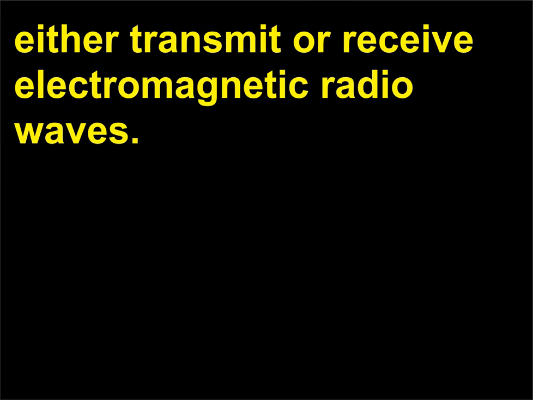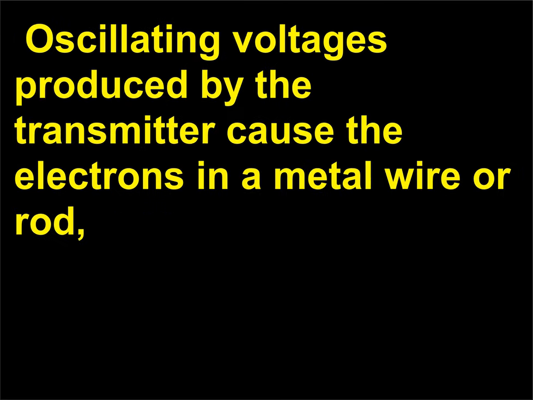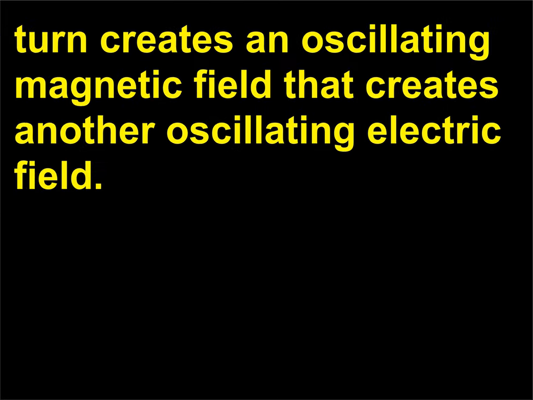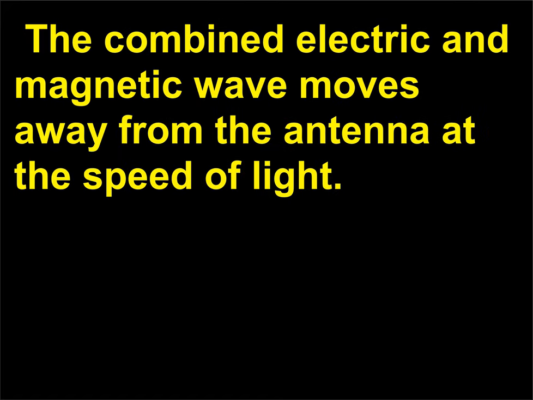Antennas for radio and television signals are used to either transmit or receive electromagnetic radio waves. Oscillating voltages produced by the transmitter cause the electrons in a metal wire or rod, the transmitting antenna, to oscillate, creating an oscillating electric field that in turn creates an oscillating magnetic field that creates another oscillating electric field. The combined electric and magnetic wave moves away from the antenna at the speed of light.